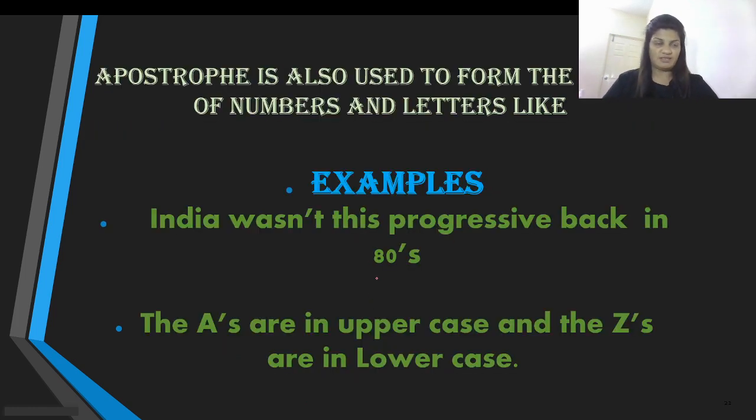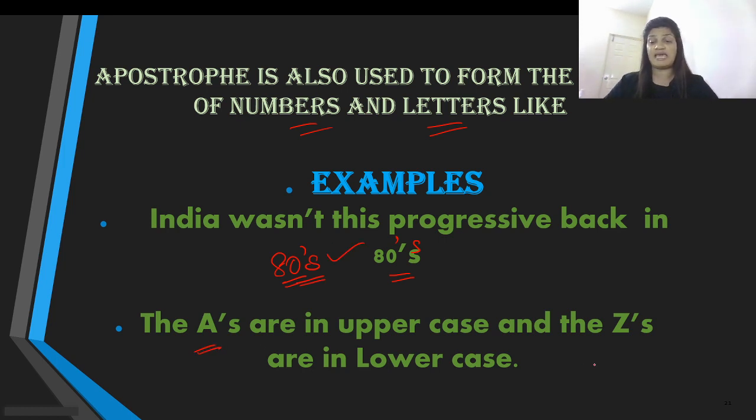The next one is apostrophe. Apostrophe is also used to form the plural of numbers and letters. So when you are converting numbers and letters into plurals, you go ahead with the apostrophe. You do not just go and add the letter S and pluralize that, but instead you use the apostrophe and you use the letter S like this. India wasn't this progressive back in the 80's. So you're trying to say 80s, you're trying to make this a plural. So you are putting the apostrophe and adding the letter S. So that's the right way of using that.